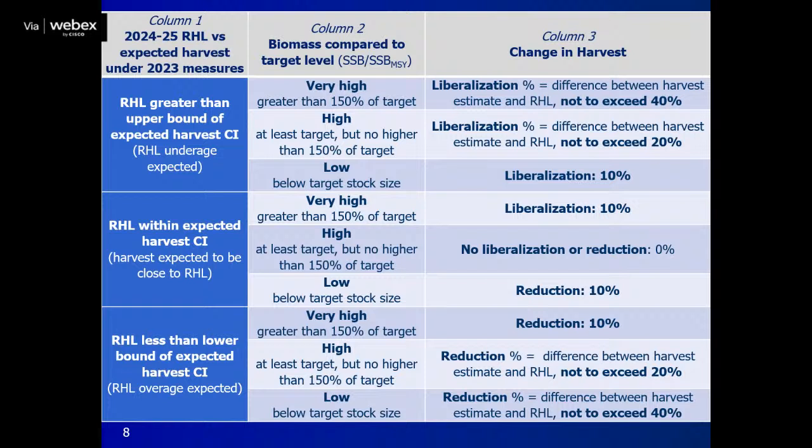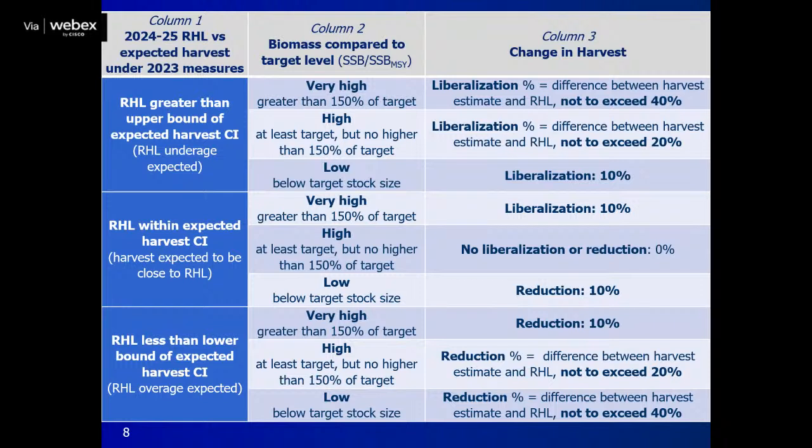Again, after 2023, measures are now going to be set for 2 years at a time going forward. So the evaluation here in the first column would be relative to the two-year average RHL. We take projected harvest under current measures and apply an 80% confidence interval. That 80% is based on the recommendations of the monitoring and technical committee. Then depending on where the RHL falls relative to that confidence interval, you end up in one of the three rows in that first column of this table.